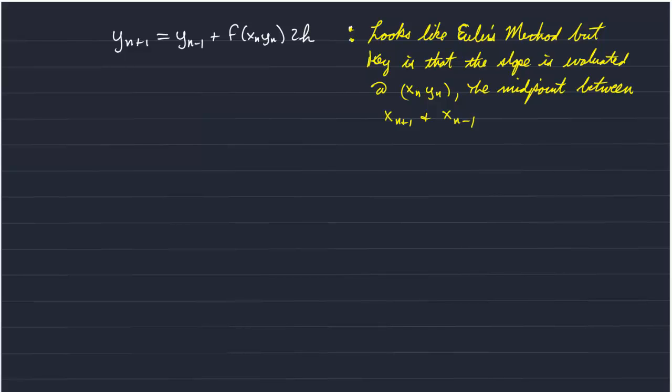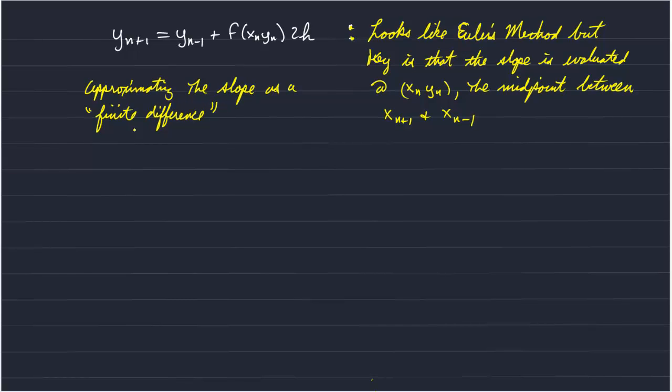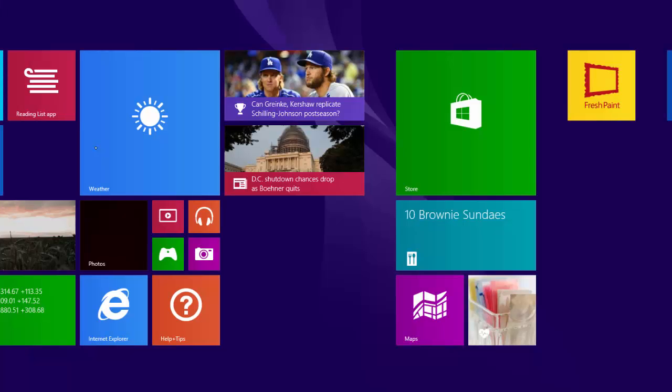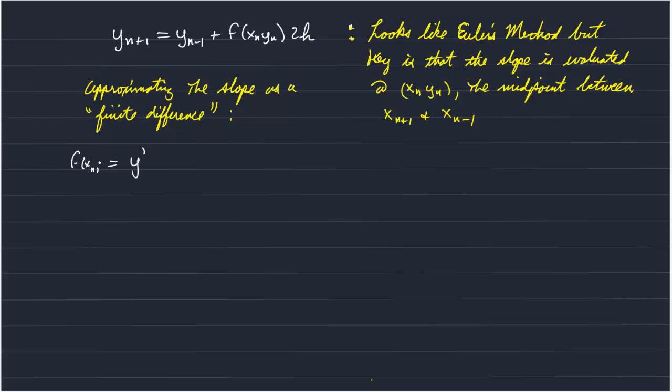And one easy way that I use to remember the midpoint solution is we're basically approximating the slope as a finite difference, and this word comes up in finite difference methods because we're taking finite increments of x, and we're approximating the slope y prime, which is equal to f at x, y, as the value at y(n+1) minus the value at y(n-1) divided by 2 times the step size.